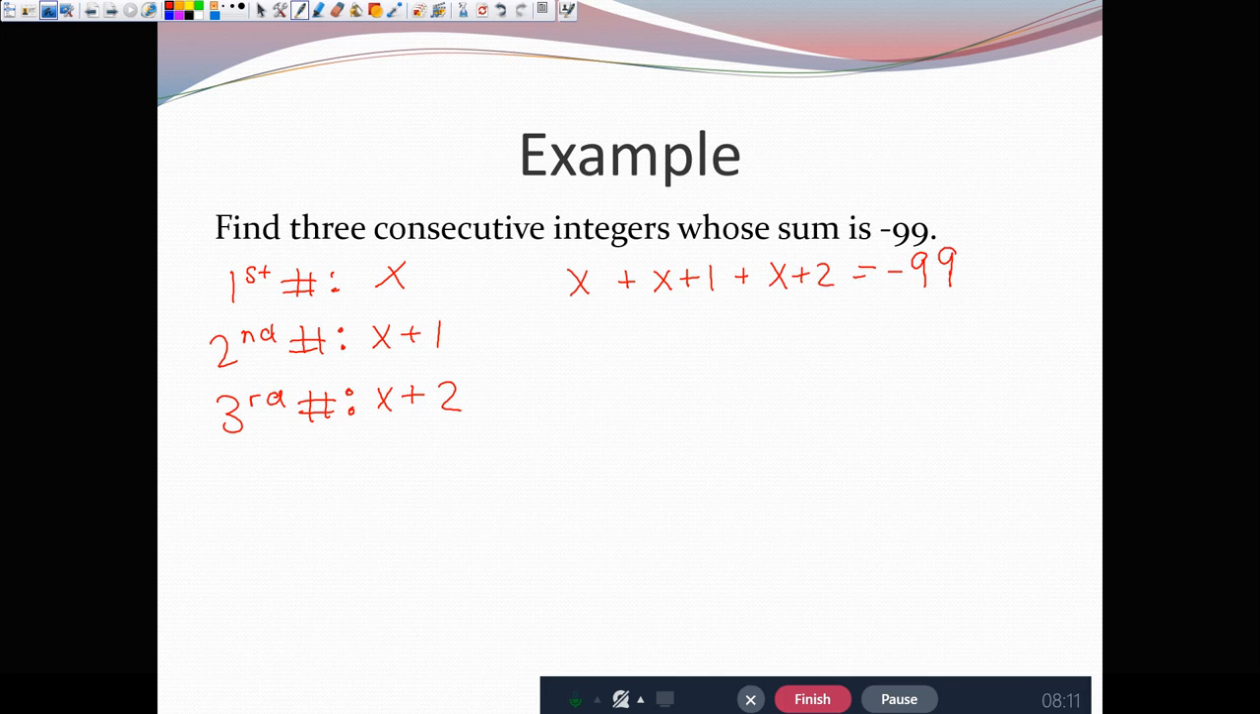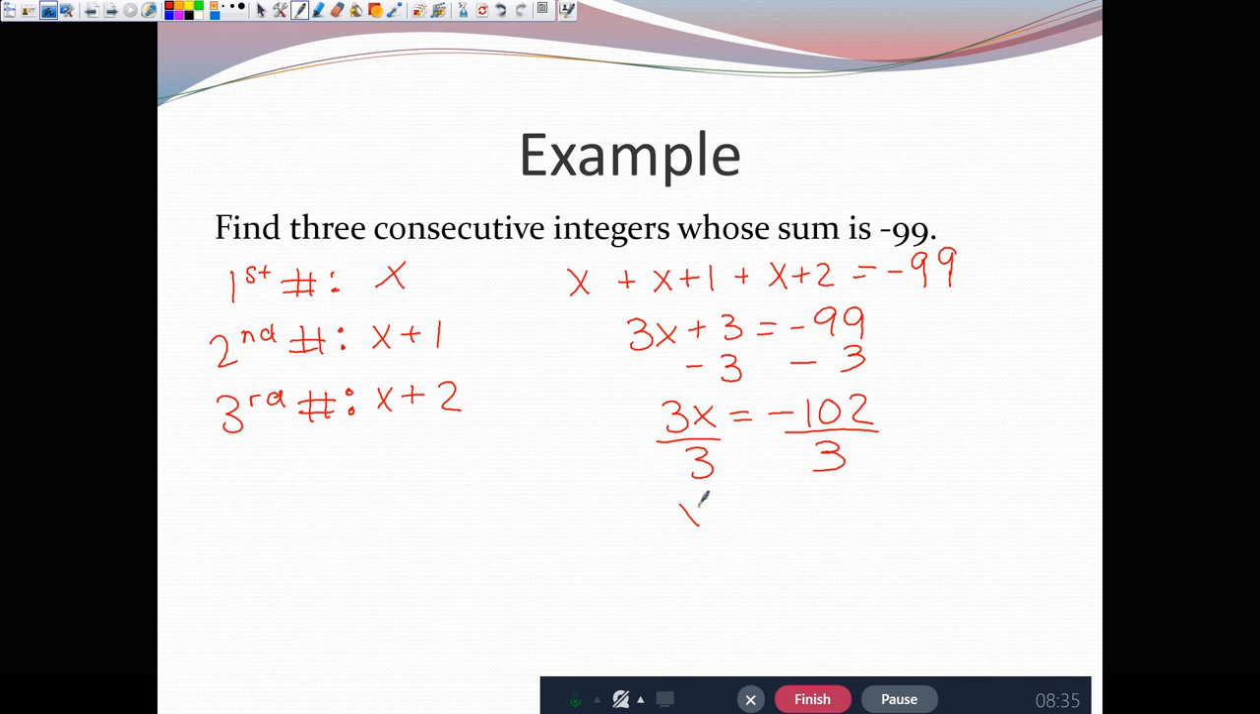Okay. So now I'm going to add my like terms. x plus x plus x, which would be 3x, and 1 plus 2, which is 3. Now I'm going to subtract my constant, so 3x is going to equal negative 102. Then I'm going to divide by 3. So x is going to equal negative 34.